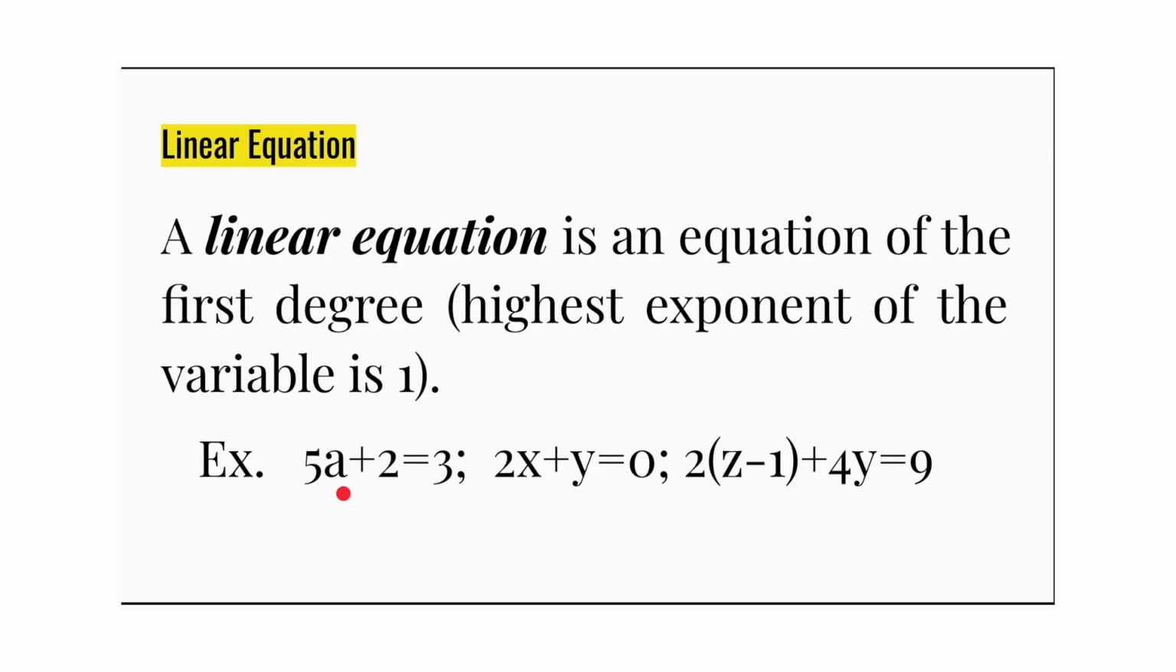But what did we learn about this previously? That if there's no exponent written, that is already understood to be 1. So this is a linear equation. The same is true with the second example. You have 2x plus y equals 0. The variables are x and y. And there's no exponent written on the variables x and y, which means that it's understood to be 1. Another example here is 2 times the quantity of z minus 1 plus 4y equals 9, and it follows the same definition. So we're done when we say equation and linear equation.